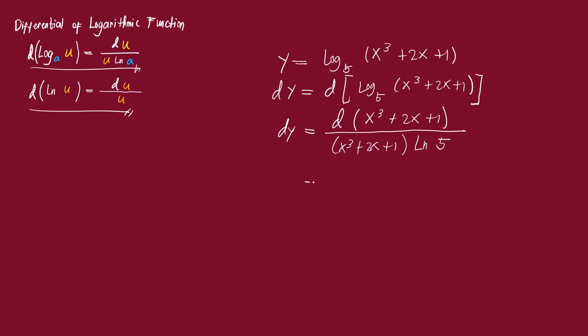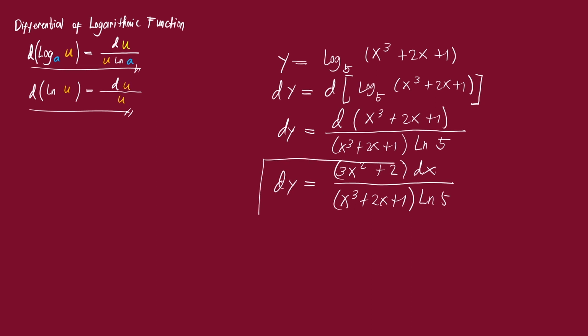Simplifying this further, this will be the differential of x cubed plus 2x plus 1. This is 3x squared plus 2, right? Times dx, all over x cubed plus 2x plus 1 times ln 5. And so this is our answer. This is the value of dy. This is the differential of the function y equals the logarithm of x cubed plus 2x plus 1 to the base 5.